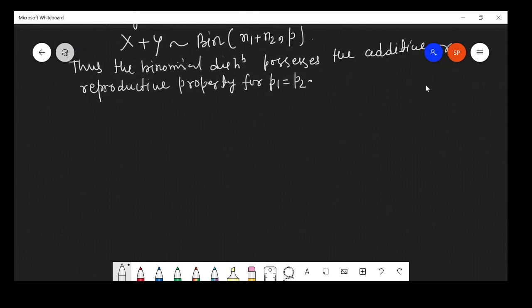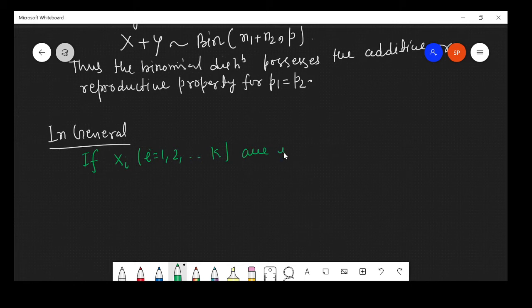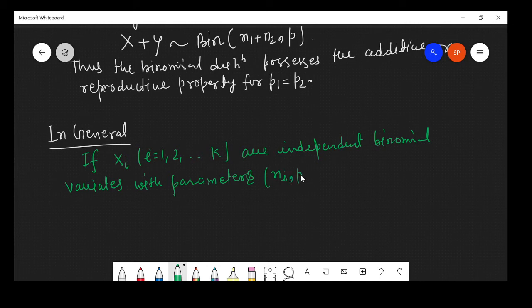Now, in general, we can write that if Xi, i is equal to 1 to k, are independent binomial variates or variables, with parameters ni comma p, i is equal to 1 to k. Why do we take ni? Here Xi is involved. Xi is an independent random variable, that's why we write the parameters ni comma p.